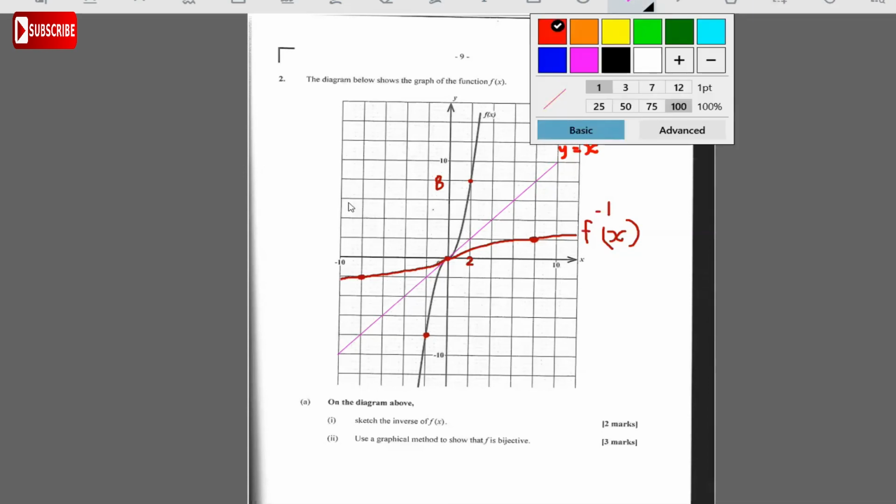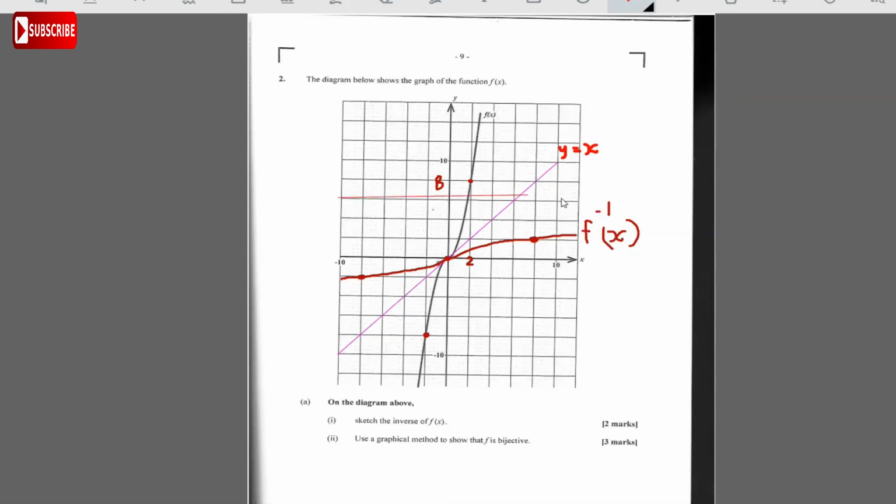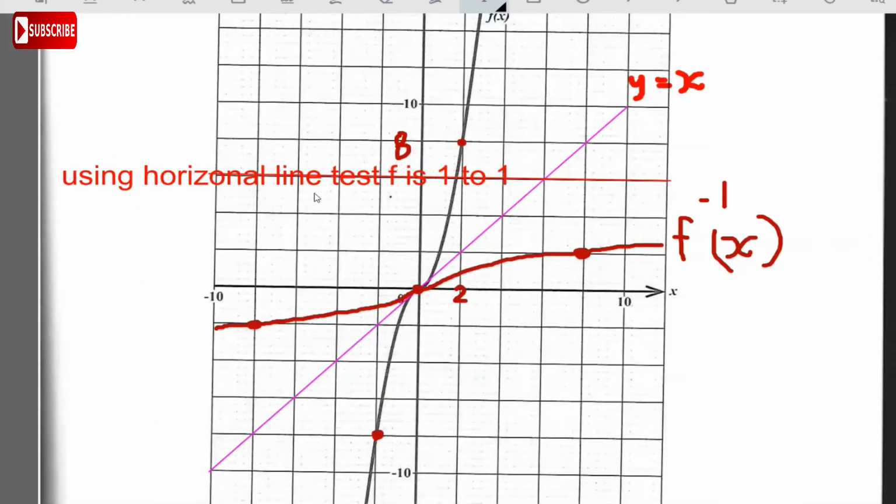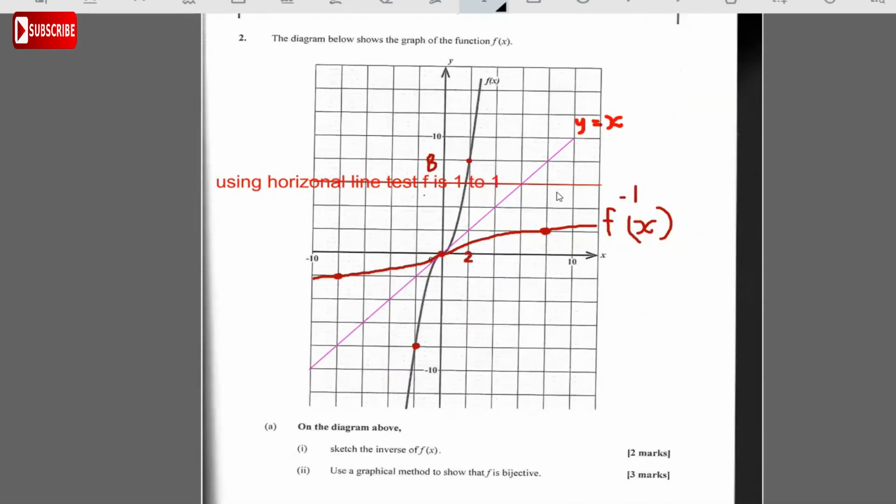So doing the horizontal line test, right here you can see that f is 1-to-1. Clearly, using the horizontal line test, we can see that f is 1-to-1 right here. This red line is the horizontal line test. Nice. So f is 1-to-1.